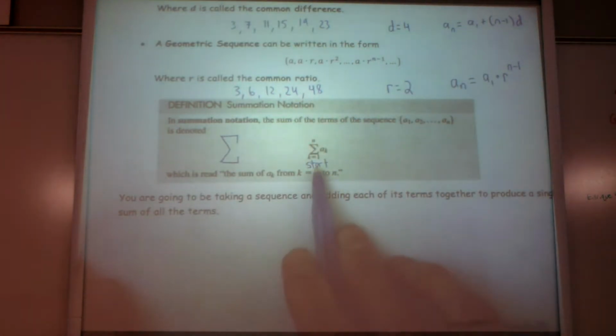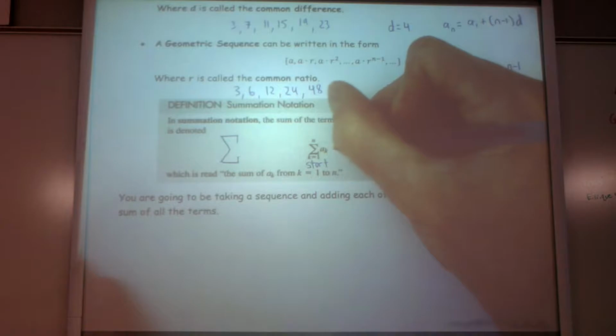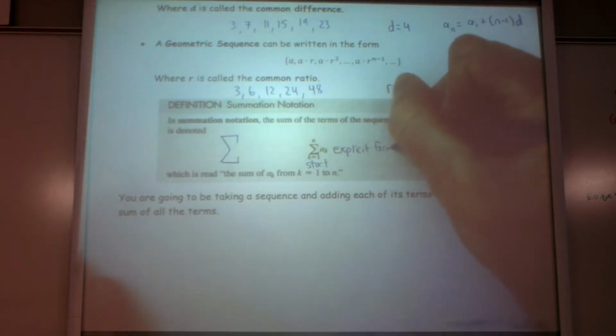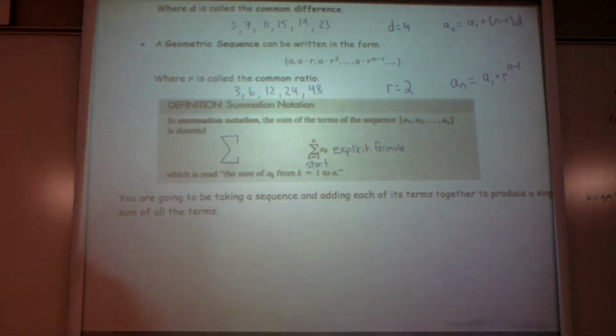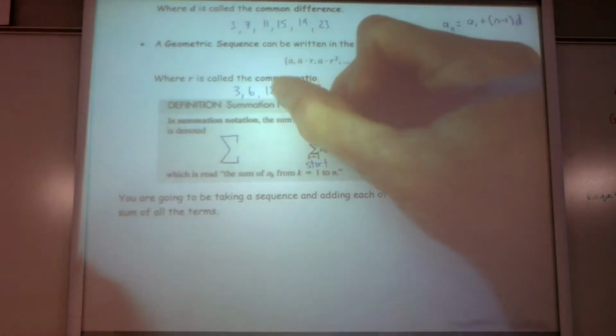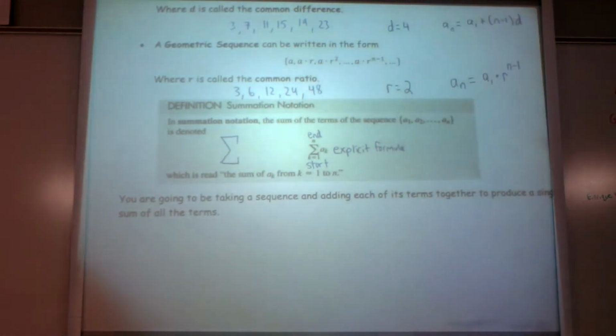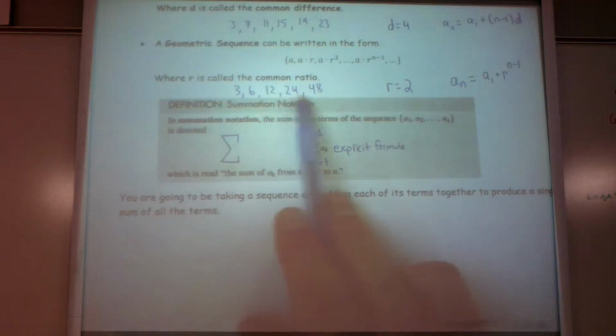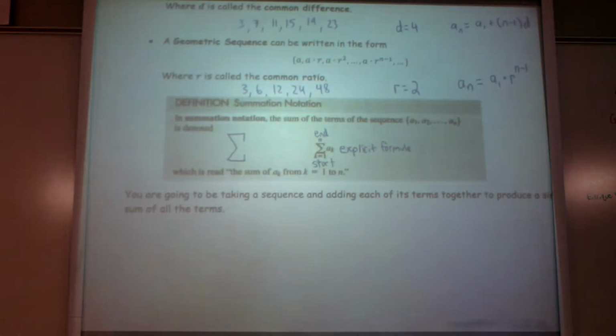And what we're going to do is take that lower limit and plug it into our explicit formula over here to the right. We're going to plug in 1, then 2, and then 3, and then 4, and then 5, until we reach our upper limit. This is where we end. That's the last number we plug in, and then we add all of those together, and that's how you use summation notation. So now, instead of the commas we saw with sequences, we're going to see plus signs between the terms because we're just adding them together.